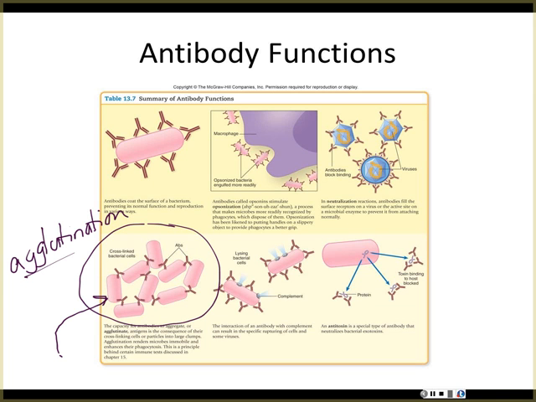And why is that beneficial? Well, if you have billions of bacteria in a tissue somewhere, imagine if your macrophages had to go around and find each of those individually. If you can clump them together in big clumps of hundreds or thousands, it's beneficial for your macrophage to gobble up 1,000 at one time instead of just one. So it helps you clear them out better.